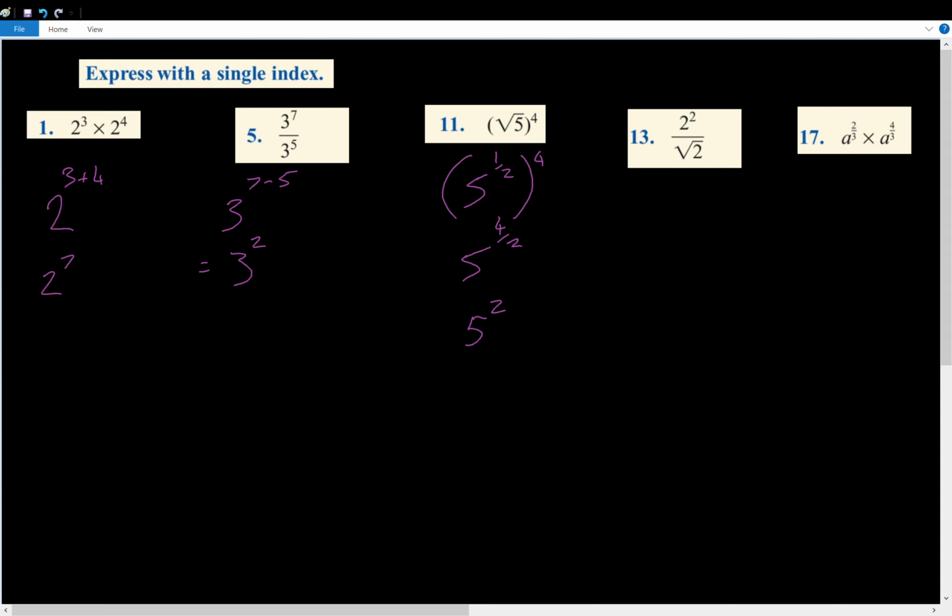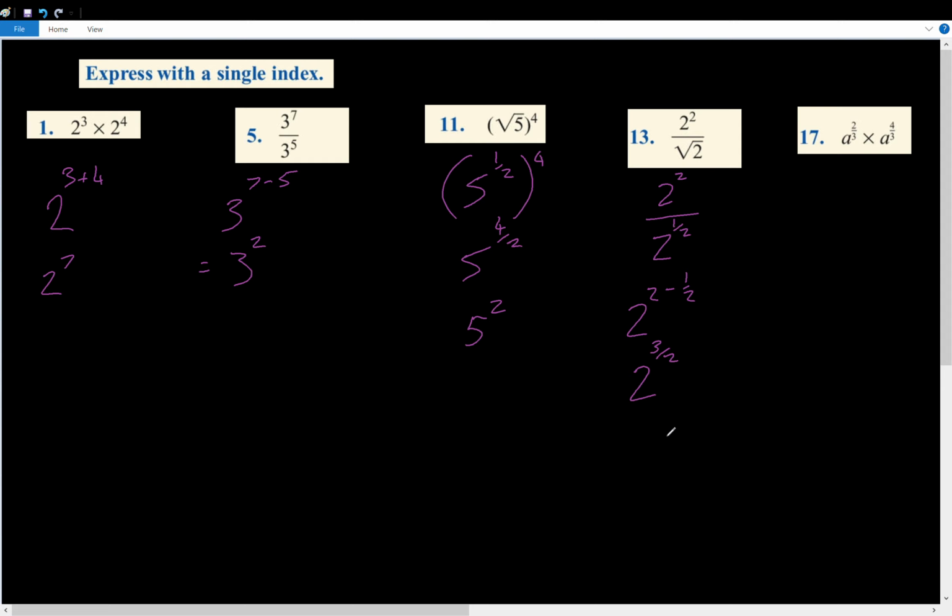For question 13, we've got 2 to the power of 2 over the square root of 2. So that's going to be 2 to the power of 2 over 2 to the power of a half, if we remember our fractional power rules. And now we're going to use our division rule to solve this. So it's going to be 2 to the power of 2 minus 1 half, which is going to be equal to 2 to the power of 1 and a half, which is 2 to the power of 3 over 2.